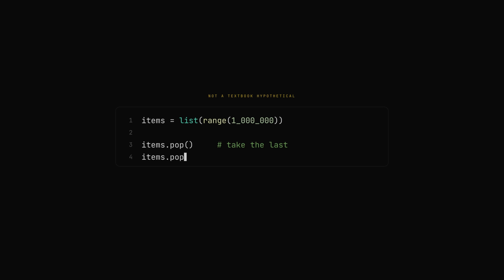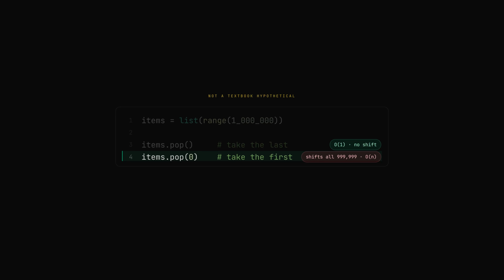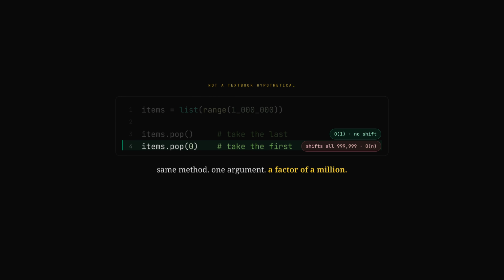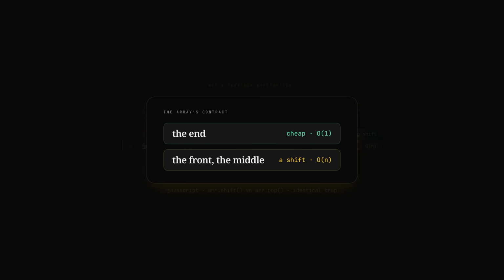And this isn't a textbook hypothetical. In Python, list.pop with no argument takes the last element, order 1. Pop of 0 takes the first and quietly shifts the entire list. Same method, one argument, a factor of a million in work. JavaScript's shift versus pop, identical trap. So the array's contract is now clear. The end is cheap. The front and the middle cost a shift.